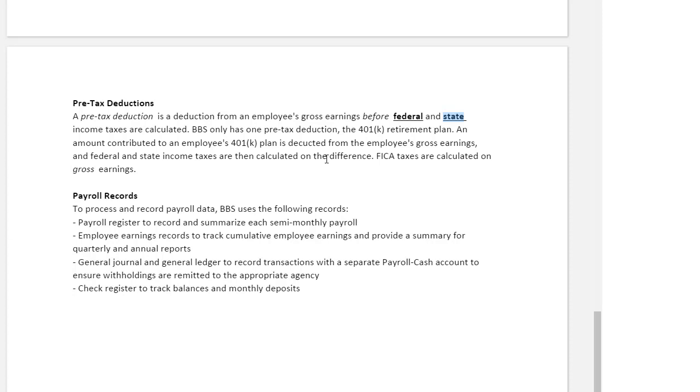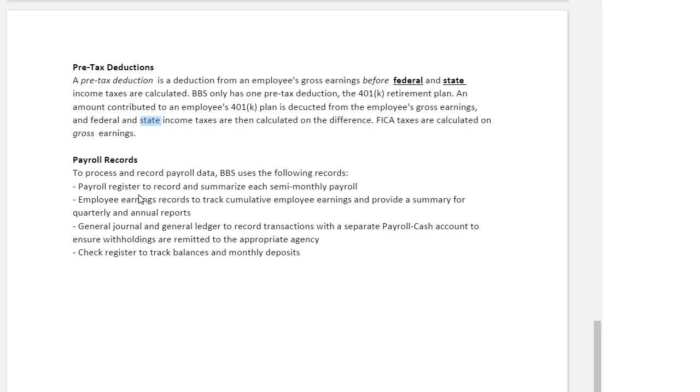So if I have a $2,000 gross paycheck, and I contribute $100 to my 401k, then the amount that's taxable for FIT and SIT is the gross minus the 401k contribution. So $2,000 gross minus $100 401k contribution means only $1,900 is taxable for FIT and SIT. And FICA taxes, OSTI and Medicare, are calculated on total gross earnings, no matter if the person contributed to their 401k or not.